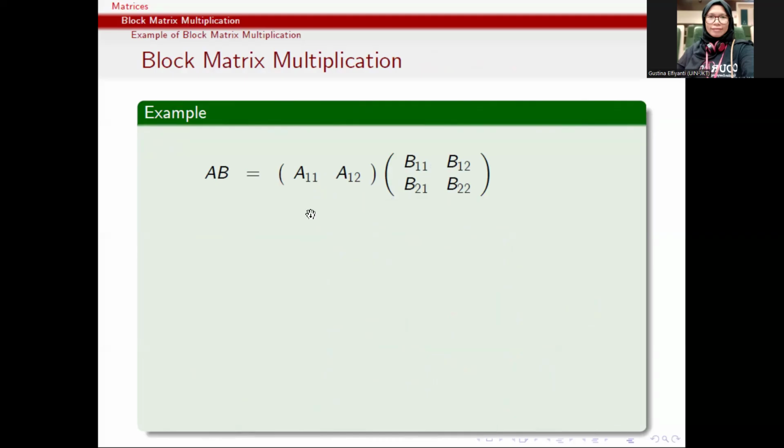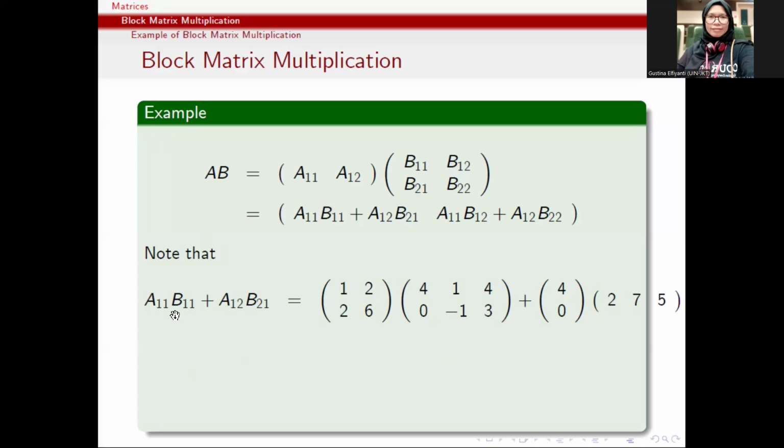So we can write the product of AB. We rewrite A as its partitions and B also. So we can multiply as if it were a multiplication of matrices. So we multiply A11 with B11, and then we add the product of A12 with B21. And on the second column, we have the product of A11 with B12 plus A12 B22.